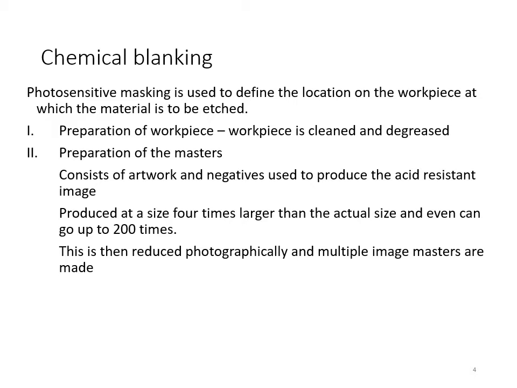It consists of artworks and negatives used to produce the acid resistant image. Here the negatives or the images or photoresistant films are created with the help of masters, so that they can be used for n number of workpieces. Initially the master negative, or a photographic film with master, is created, and produced at a size 4 times larger than the actual size, and it can even go up to 200 times. It is then reduced photographically, and then multiple image masters are made.